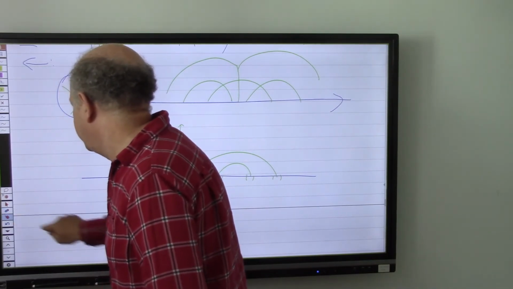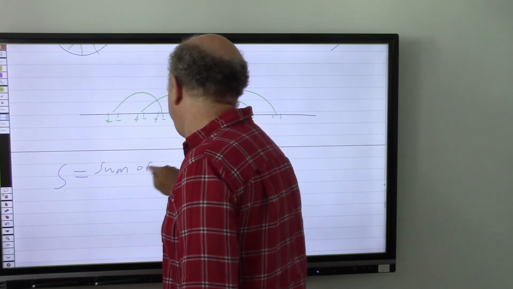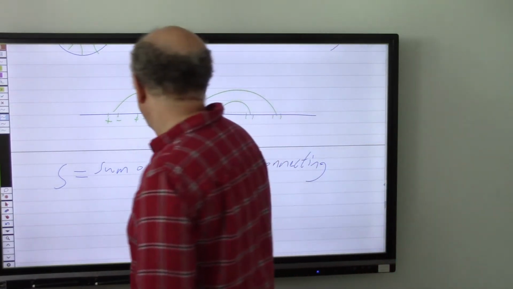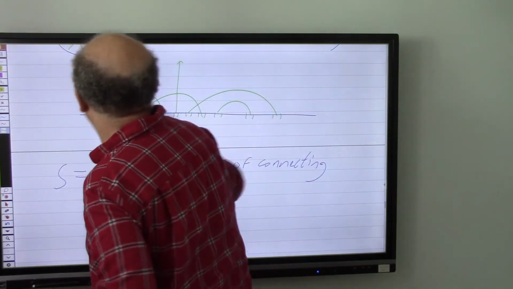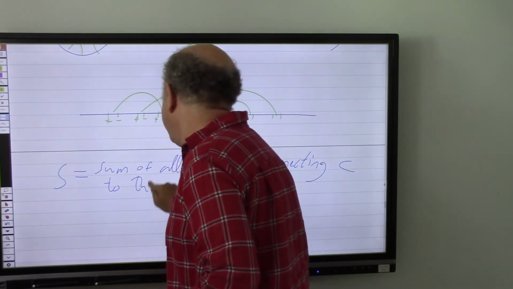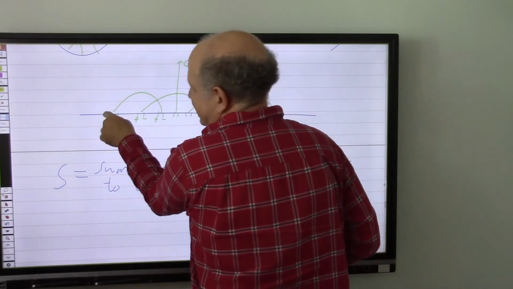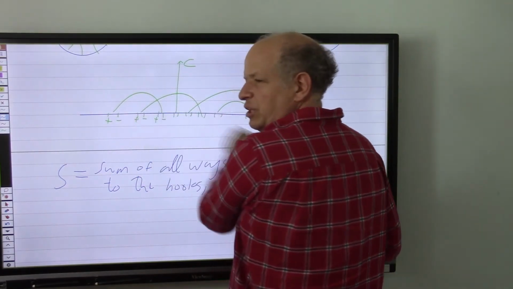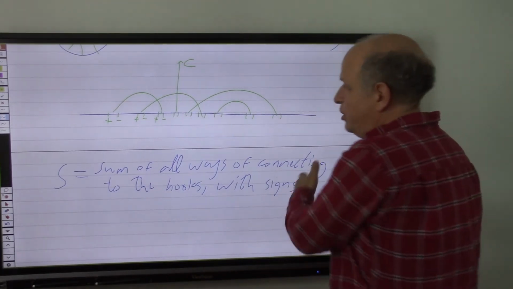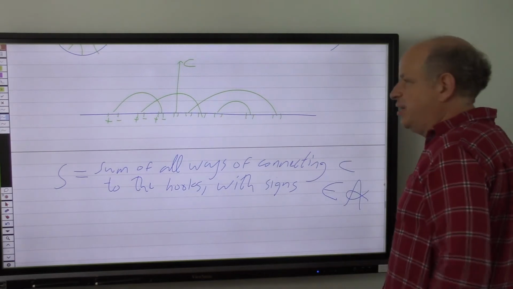Okay? And I'm going to consider, what should we call it? S. So S will be the sum of all ways of connecting the loose end, the connector, C, to the hooks with signs. In other words, plus connecting it to here, minus connecting it to here, plus connecting it to here, and so on. Each such connection is a chord diagram, so this is an element of A.